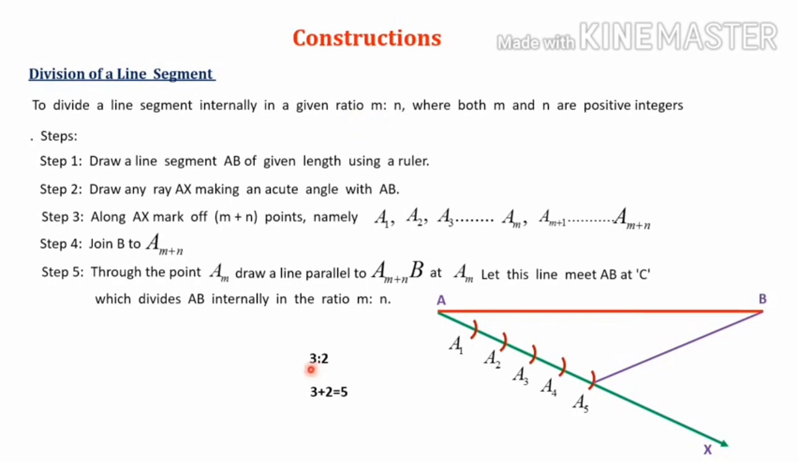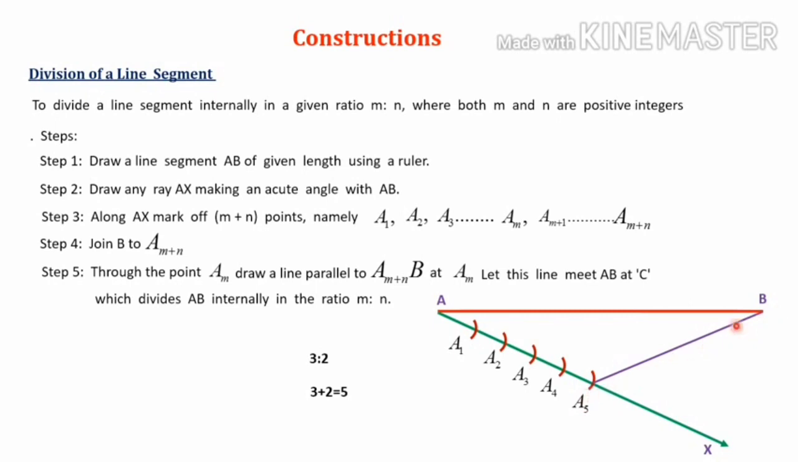So from A3, we have to draw a line parallel to A(M plus N)B. AM plus NB means here we have drawn, AM plus N is A5B we have drawn. So through A3, the first division here is 3. Through A3, we have to draw a line which is parallel to this one, A5B.